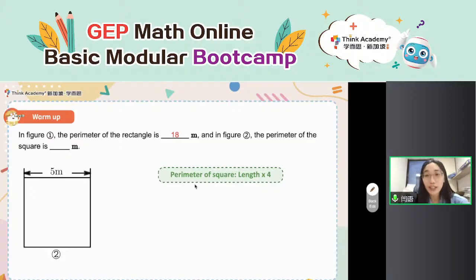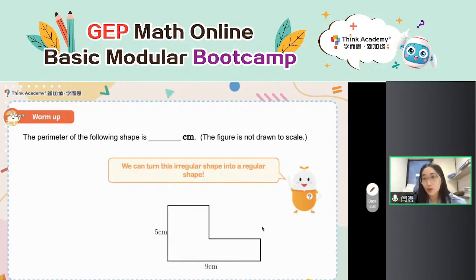Since we already know that the side length is 5 meters, what is the total length? Of course, if you are a P1 student, you can do 5 plus 5 plus 5 plus 5, but I believe that most of you are P3 students, right? So here, let's turn it into multiplication. Length times 4, so we get 5 times 4. The answer should be 20 meters. Super easy, right? This is very basic.